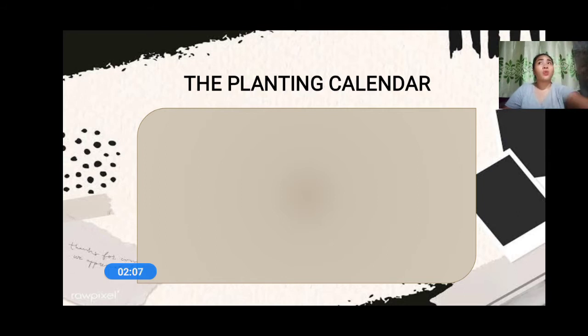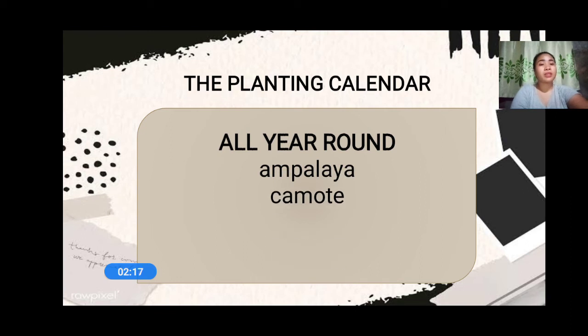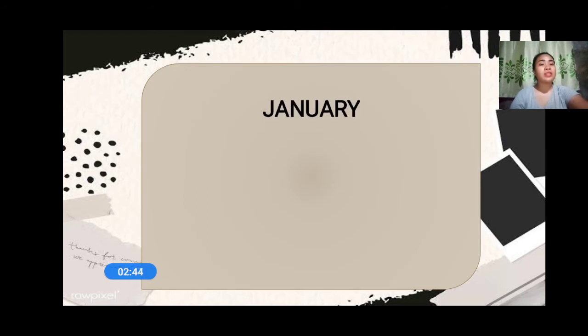So here we have vegetables that can be planted all year round. These vegetables are ampalaya, kamote, corn, munggo, and talinom. So what are the vegetables that can be planted all year round? Very good, everyone. Ampalaya, kamote, corn, munggo, and talinom. Okay, so let's proceed to January.